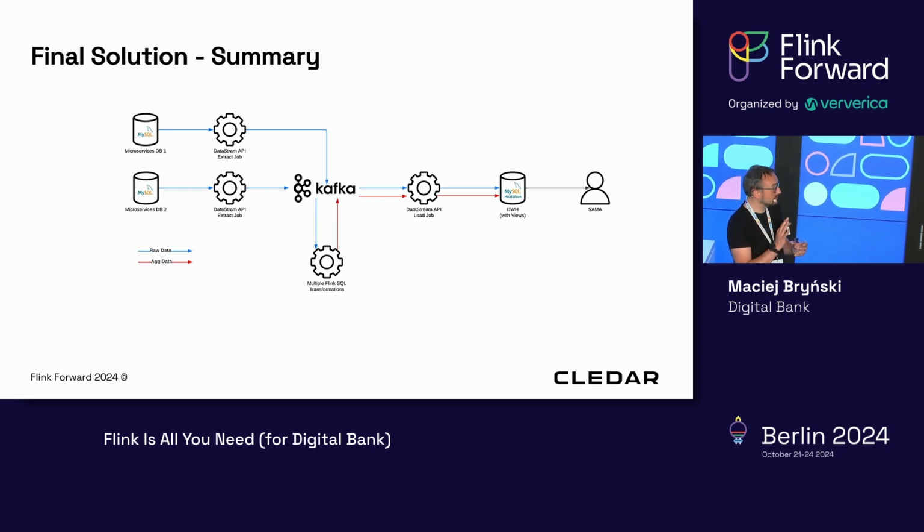And to sum up, this is how our finalized solution looks. So we have one extract job per physical instance of the microservices database, a bunch of Flink SQL transformations, one per every metric we need to create, and one global job that is extracting data from Kafka to the data warehouse. You can see the flow of the raw data and aggregated data on this diagram.